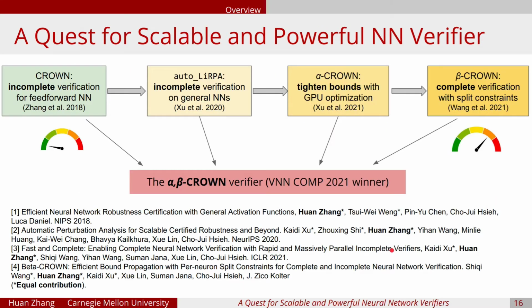In this talk, I will show how to make neural network verification scalable and also powerful, starting with incomplete verification, where I developed an algorithm called CROWN for feed-forward neural networks, and that was later extended to general neural networks. I also found ways to further tighten the bounds with GPU optimization. Lastly, I will talk about how to convert this very efficient bound propagation-based method to a complete verifier, which has the strongest possible power. All the techniques combined lead to the alpha-beta-CROWN verifier, which is the winner of the verification of neural networks competition this year.